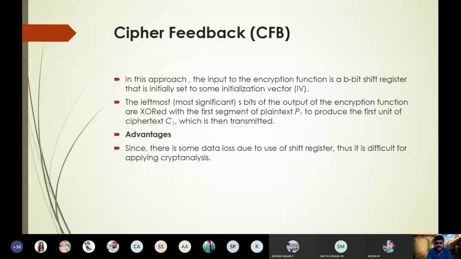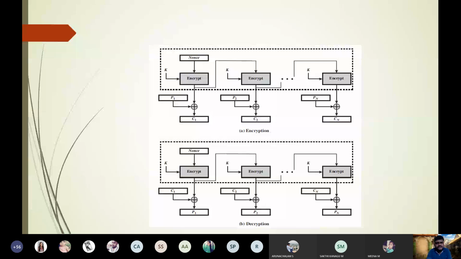For example, this is a diagram for cipher feedback, right? The nonce is a random number. I can take some random number and encrypt that random data by using the key. Then I can perform the XOR function with the plain text. After that, I will get some output, right?